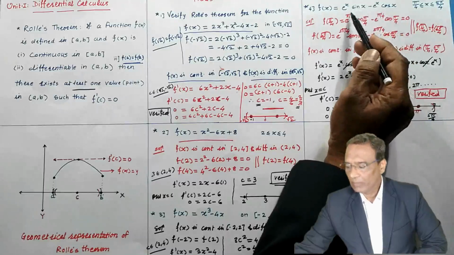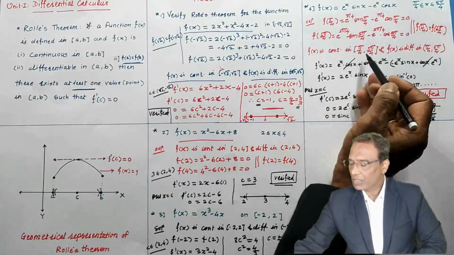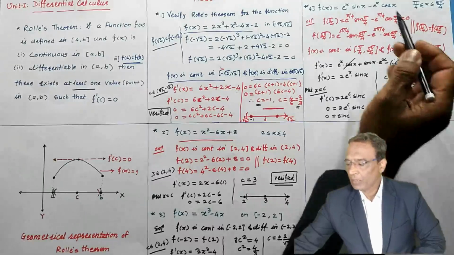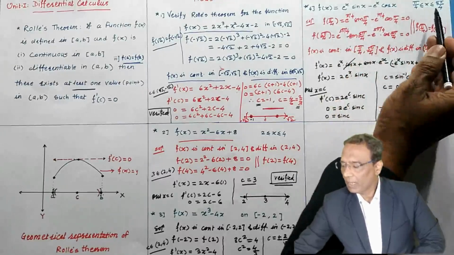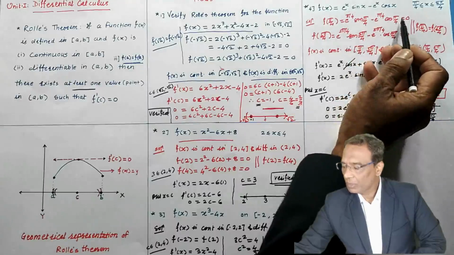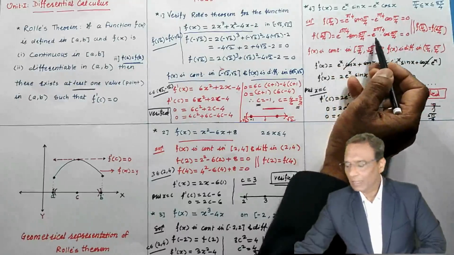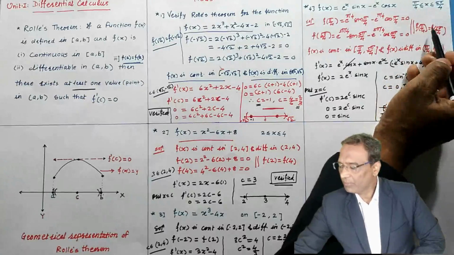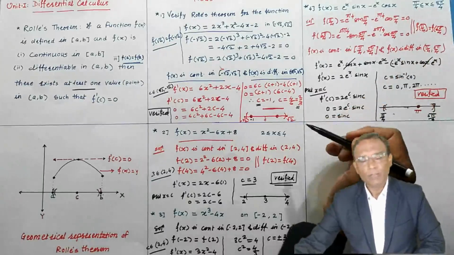So you can straight away write that the function fx is continuous in the closed interval and differentiable in the open interval. Then f of a you can find, f of b you can find. Put x equal to pi by 4, you get 0. Put x equal to 5 pi by 4, use a calculator and you get the value which is 0. Means f of pi by 4 and f of 5 pi by 4 are the same. Three conditions are satisfied. Now find the value of C.